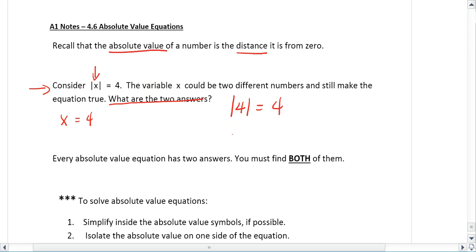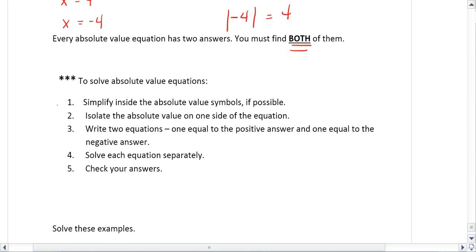But we can't stop there, because with absolute value we end up with two answers, because you could go both ways from 0. Remember, the absolute value of a negative 4 is also 4. So I have to include that answer also. So this equation, the absolute value of x equals 4, has two answers. Almost every absolute value equation has two answers, and you must find both of them.